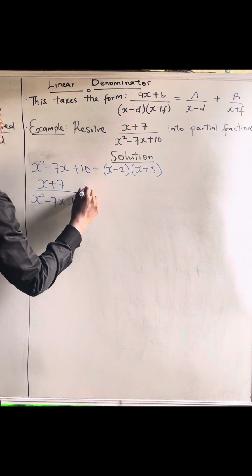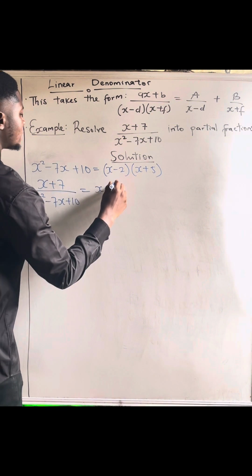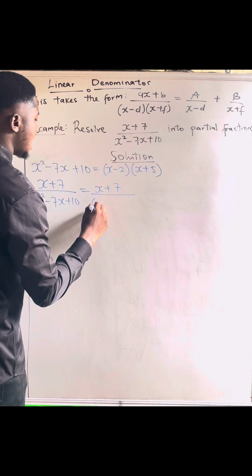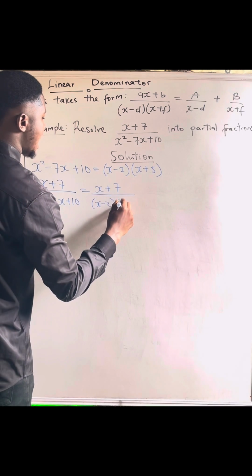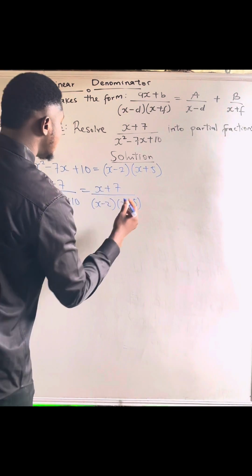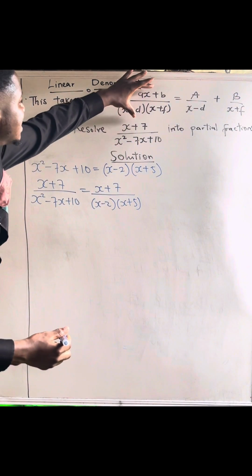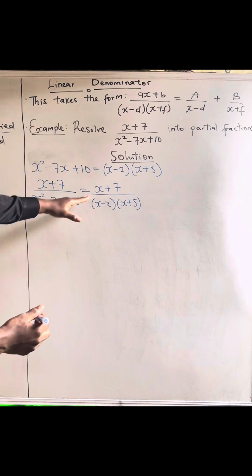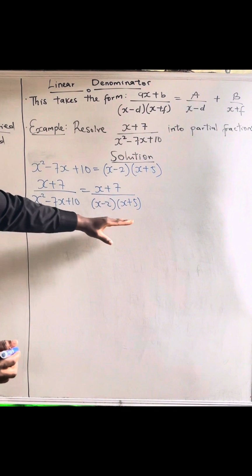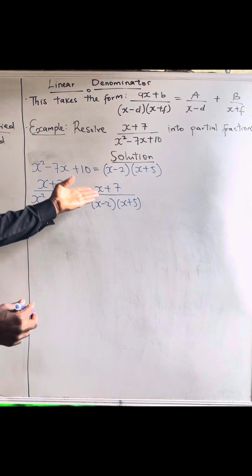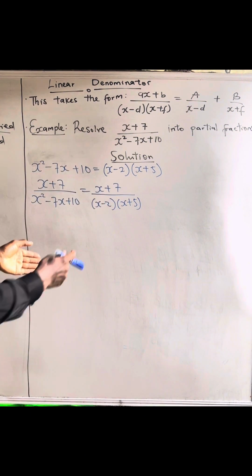This can be rewritten as x plus 7 all over (x minus 2)(x plus 5). Then what does it show? You will now see that this is showing the general form we have here, that is to say, linear denominator form. Then we are now going to proceed with the solution for this.